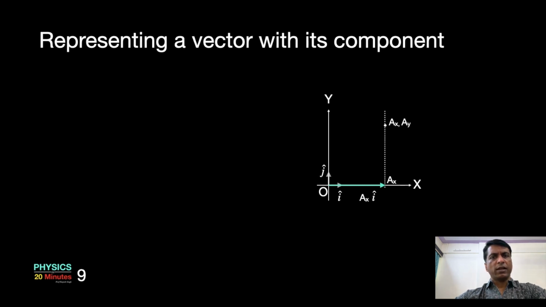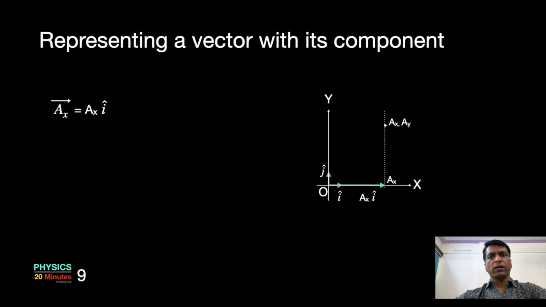Remember, ax simply is a scalar. When you multiply it with a unit vector, the product gets the direction. In this case, it will get the direction of î, which is pointing towards the positive x axis. I can write it as vector ax is equal to ax î.